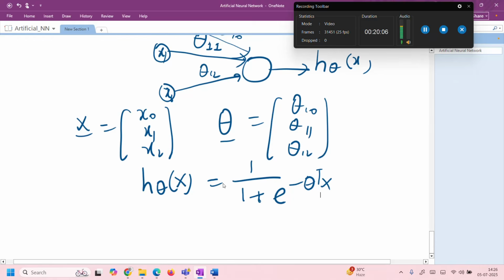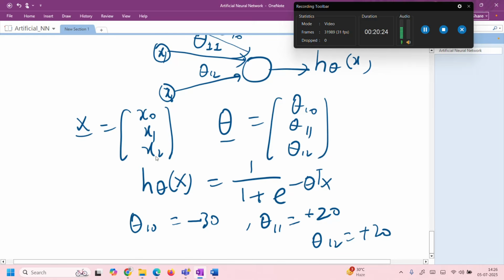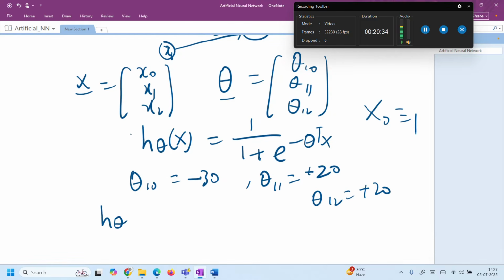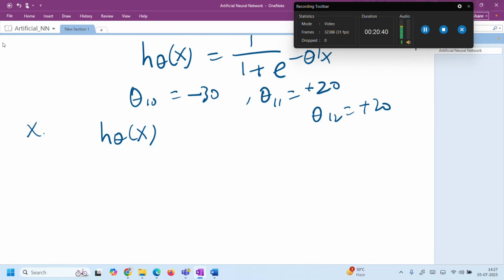Let's take some values. Suppose, for example, you take theta 10 to be equal to minus 30, theta 11 to be plus 20, and theta 12 you take as plus 20. Let's take these random values, and then let's see what will be the effect. You know that this x0 is always 1, it is a bias unit. Now what will be the value of h theta of x? When we write here x0, which is always 1, x1, x2.